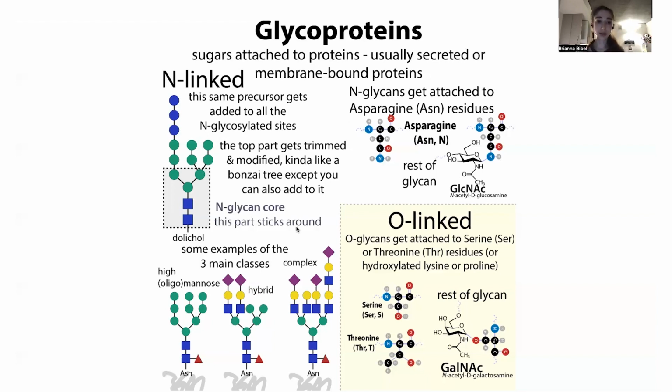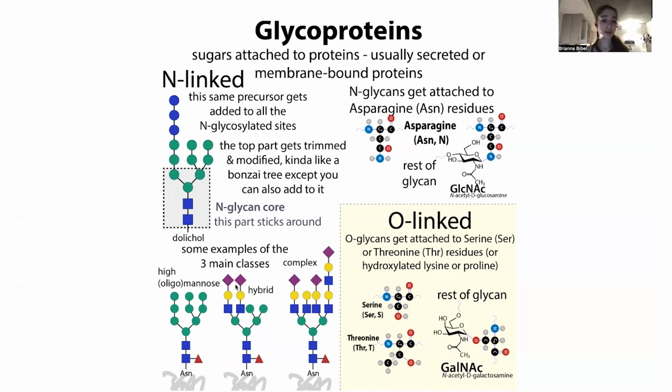There's also differences between the N-linked and the O-linked in terms of how they get made. With the O-link, you can add one and then add more. With the N linkage, you have the same big precursor thing added to all of the N-glycosylated sites. So it's not like you just add a single sugar. Instead you add this whole thing, and then what happens is like a bonsai tree, it gets whittled down, but you can also add things to it. So it's not quite like a bonsai tree, but you can let it grow different ways, I guess. But basically you have this core part stick around, and then this part can vary.